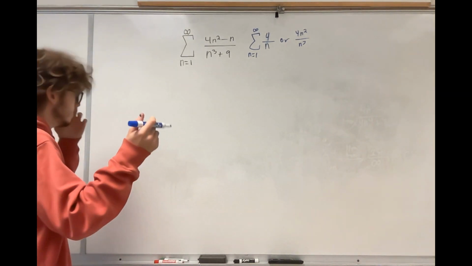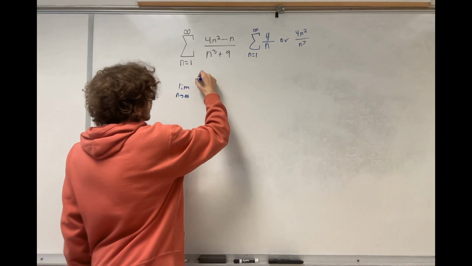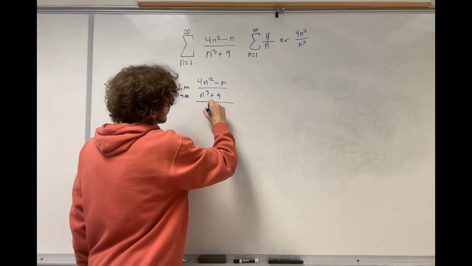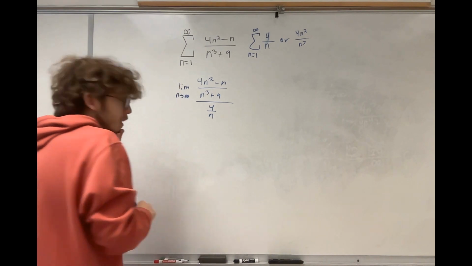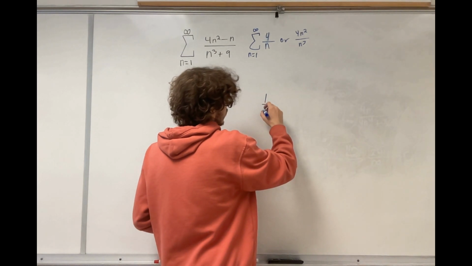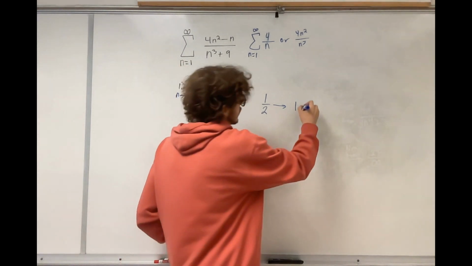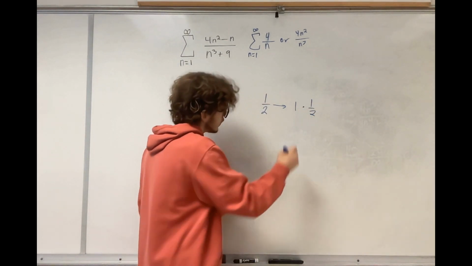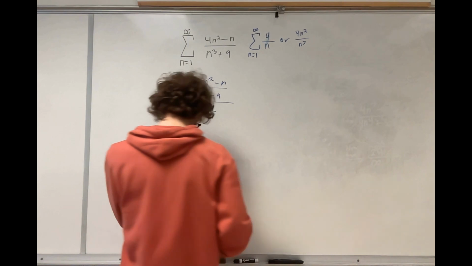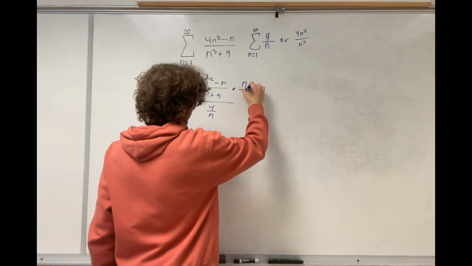So what we say is, let's take the limit as n approaches infinity of 4n squared over n to the third plus 9, all over 4 over n. Basically what we're going to do is say, okay, we can reciprocate this. If we have 1 over 2, this is the same as saying 1 times the reciprocal of 2, which is 1/2, which we know is true. These are equal. Alrighty, so what we're allowed to do is take this and flip it and do multiplication instead. So this is like saying n over 4.